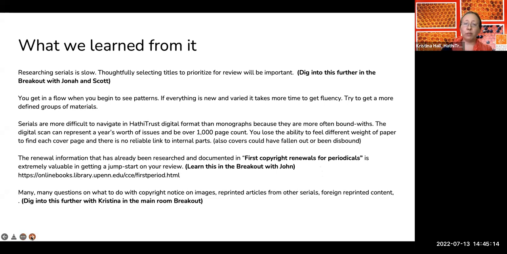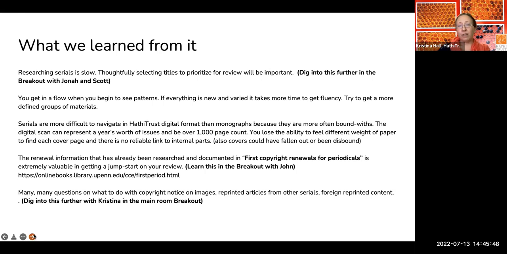We learned absolutely that the renewal information in John's resources is so helpful in getting a jump start on a review. Then basically all you have to do is some mop-up work if you find photographs or reprinted articles. And we learned that we have lots more questions arising from what we learned: questions on images, what to do with reprinted articles, and also noticing content reprinted from foreign publications in a US publication.